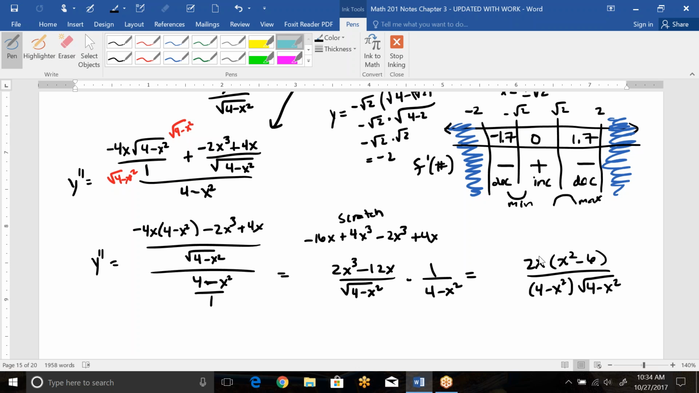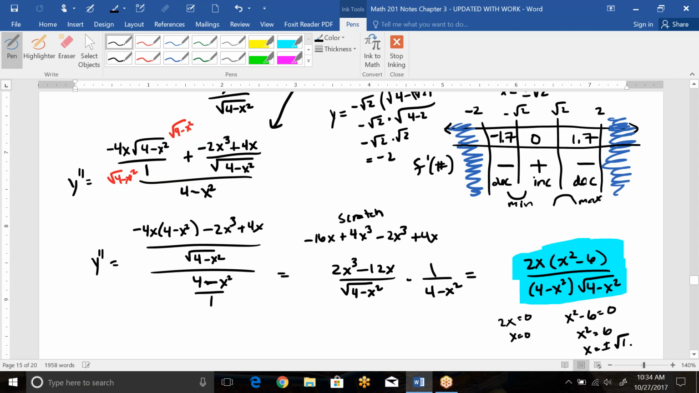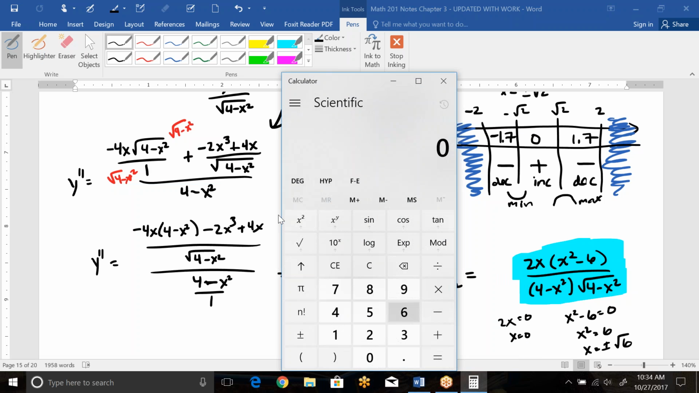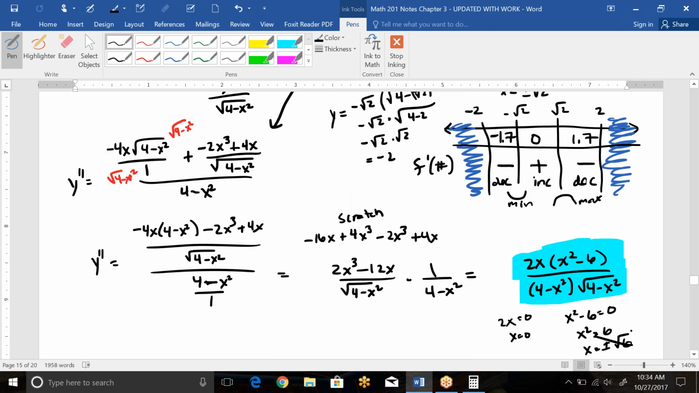Now, for the points of inflection, where we have to check, right here on the top, our possible critical values here are 2x equals 0, so that would just be x equals 0. x squared minus 6 equals 0, so that'd be x squared equals 6. x equals plus or minus square root of 6. So we do need to check those to see if they actually make sense in our domain, because I don't know square root of 6 off the top of my head, but it's actually bigger than 2. So this part doesn't make sense since our domain is negative 2 to 2. That's outside of our domain.